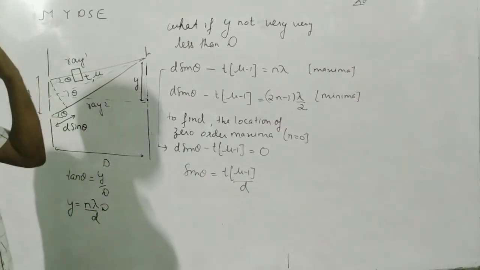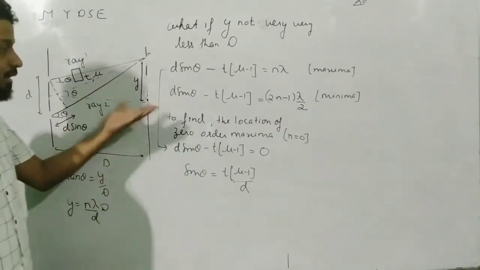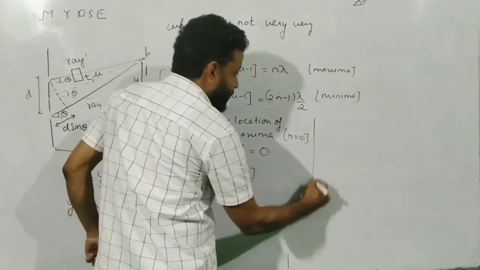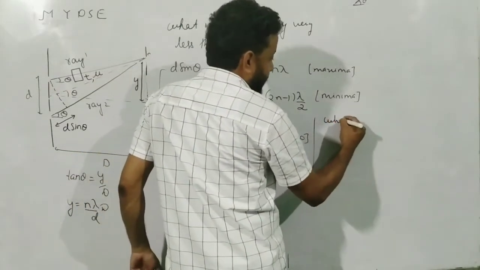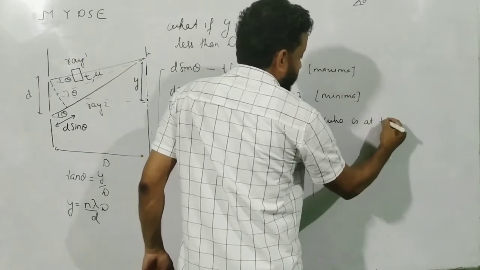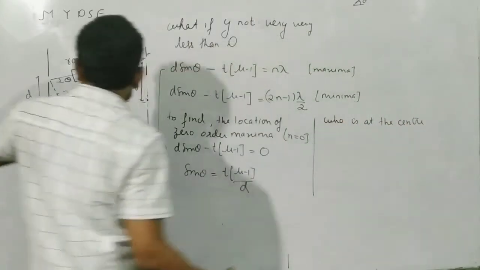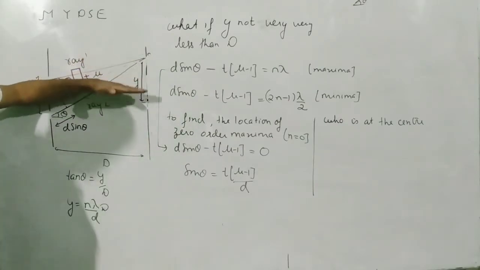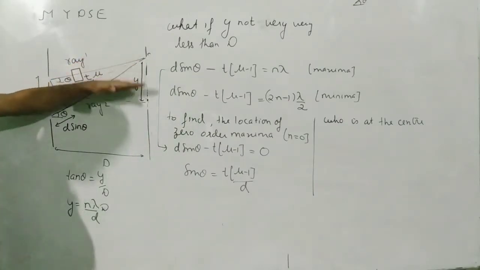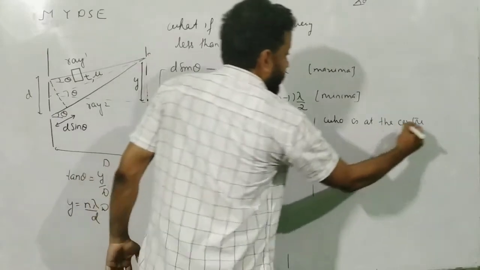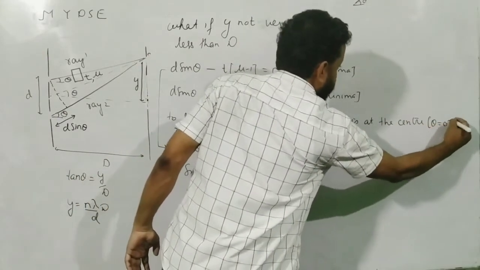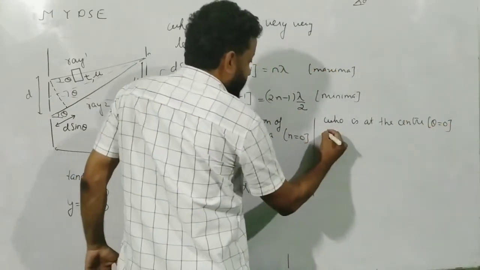And then if they ask you which order maxima, that remains the same. So if they ask you who is at the center, at the center means what is the value of theta at the center? The value of theta at the center is 0. That means who is at the center means the value of theta is equal to 0. So you can start with the bright.